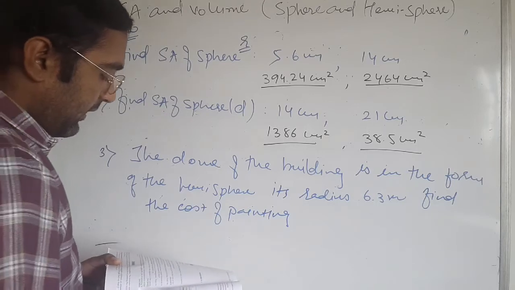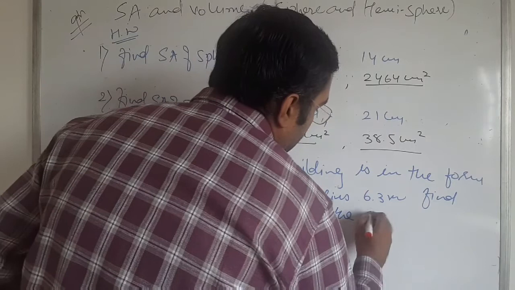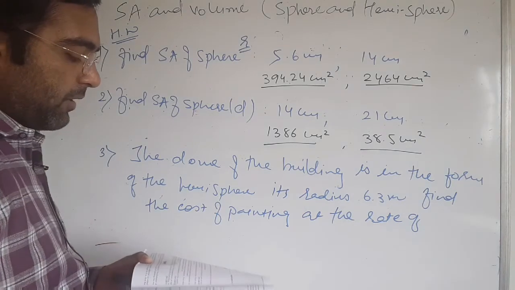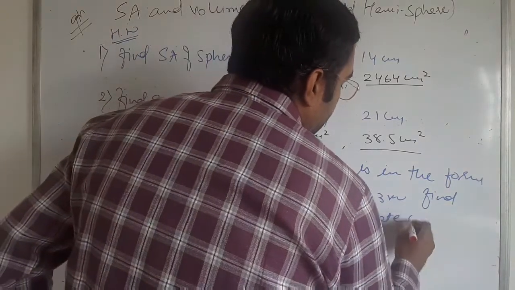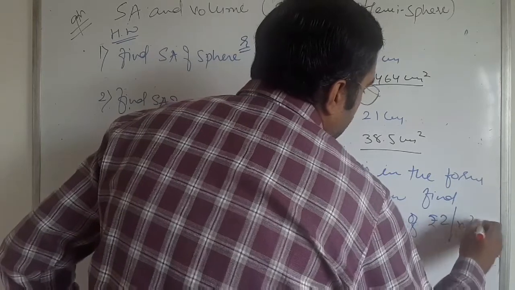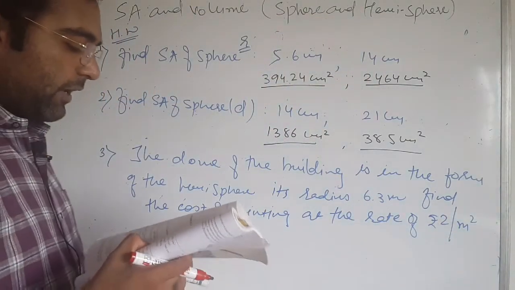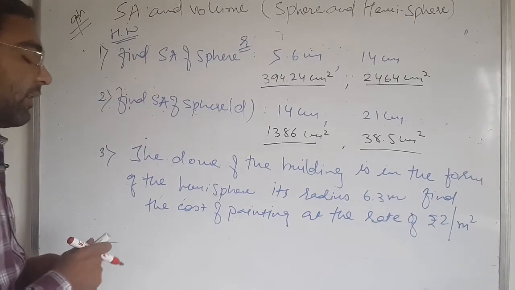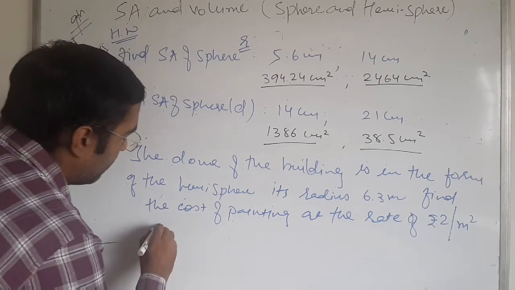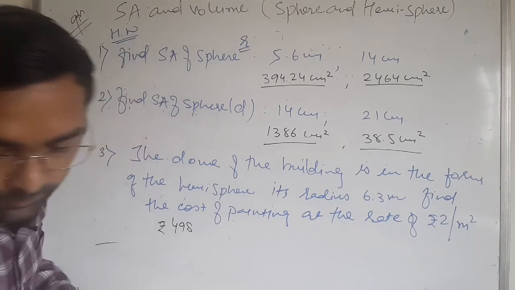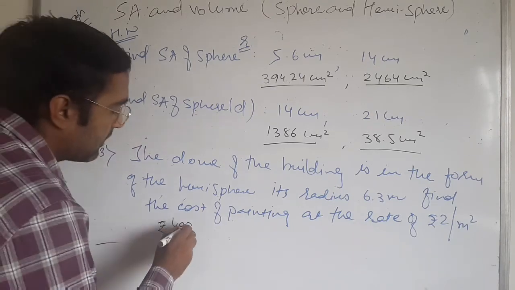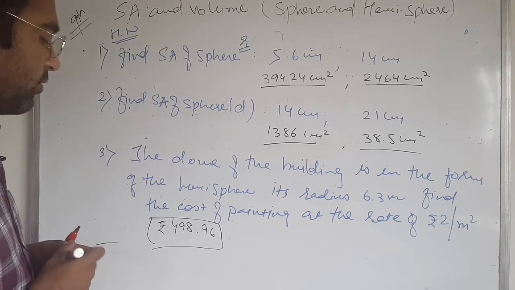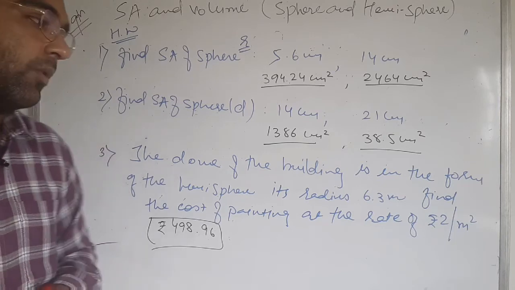The rate is rupees 2 per meter square. You have to find the cost, and your answer is 498.96 rupees. Sorry, not 492, it is 498.96 rupees that are required for the cost.